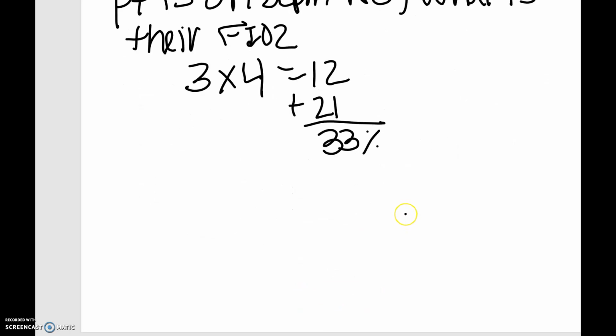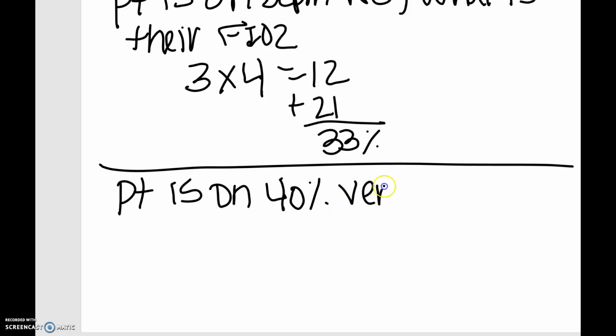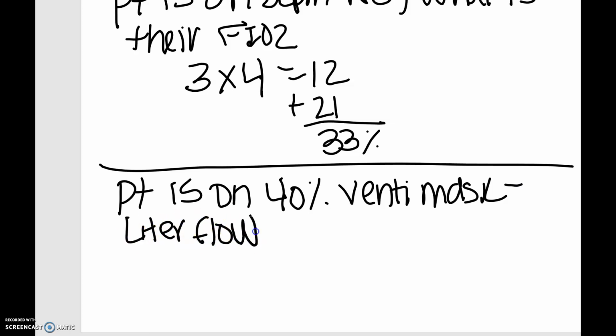And you can go the other way as well. So let's say our patient is on 40%, we'll just say Venturi mask. And you want to flip him over to a nasal cannula. So we need to find the liter flow that patient would need to be on to get 40%.